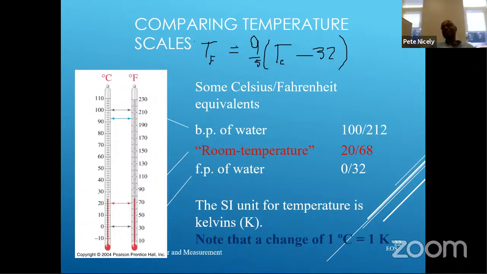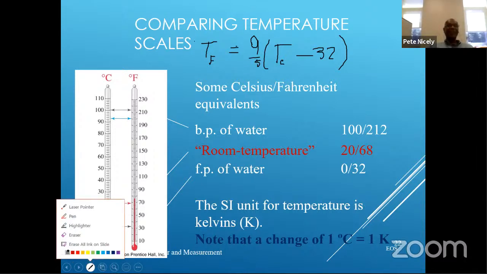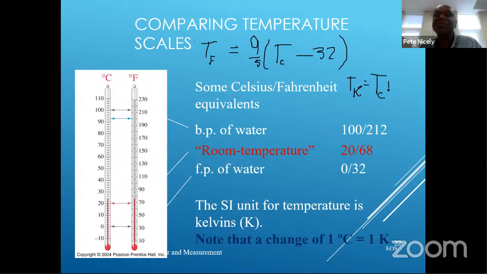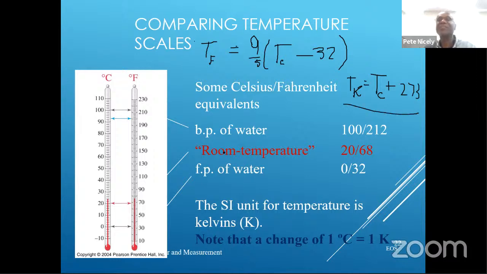Now, a third scale, which is used in the SI system, is the Kelvin scale, all right? And the relationship between the Kelvin scale and the Celsius scale, again, let me try to write this down here. Let me squeeze this here. Temperature in Kelvin is equal to the temperature in Celsius plus 273. All right, so that's the relationship between the Kelvin and the Celsius scale.